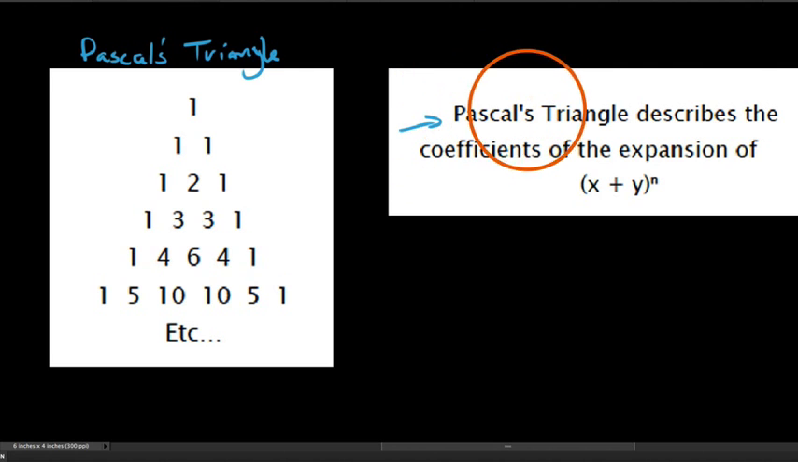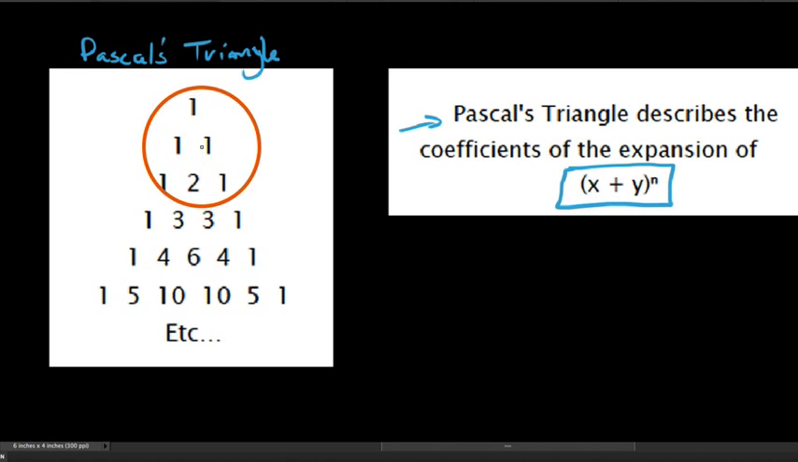Pascal's triangle, this is very important, describes the coefficients in the expansion of some binomial to a power n that is 0 or greater and an integer. So when you look at Pascal's triangle, I'm going to point this out here. We get 1, we get 1 and 1, we get 1, 2, and 1.